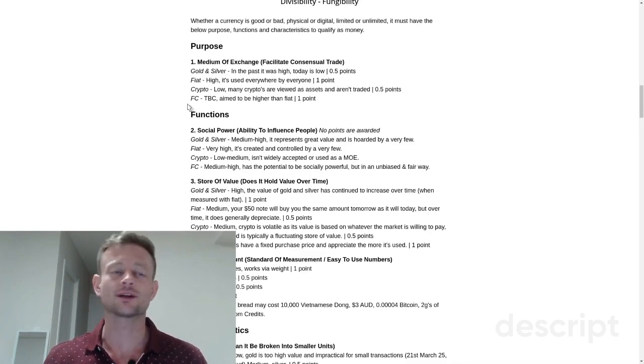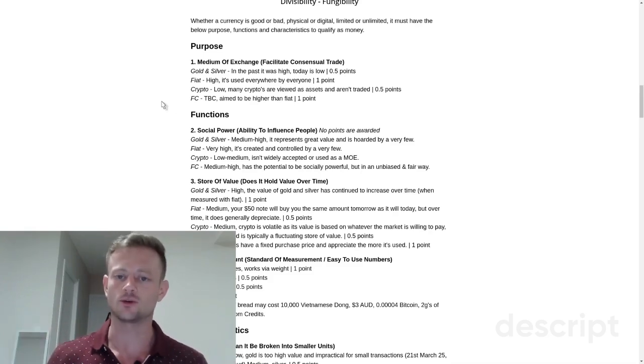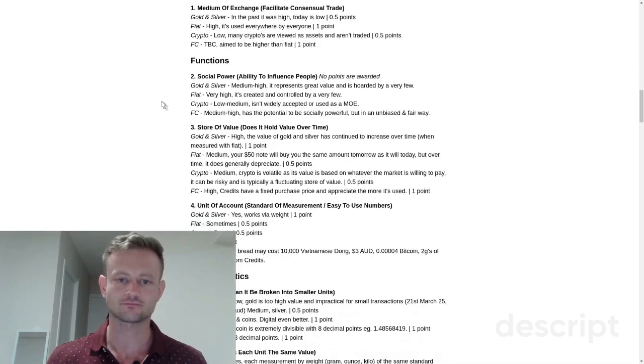And then Freedom Credit, well, it hasn't been built yet, but its ambition is to be higher than fiat because it's designed to be adopted worldwide, to be the dominant medium of exchange for the world because it's got all these other really good characteristics about it.